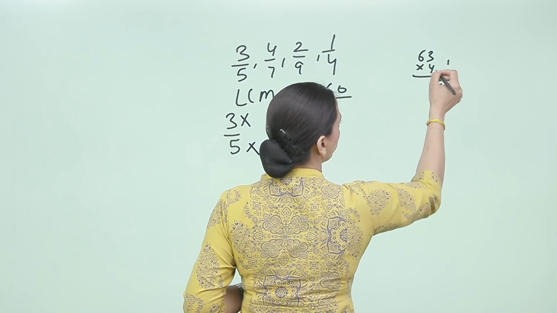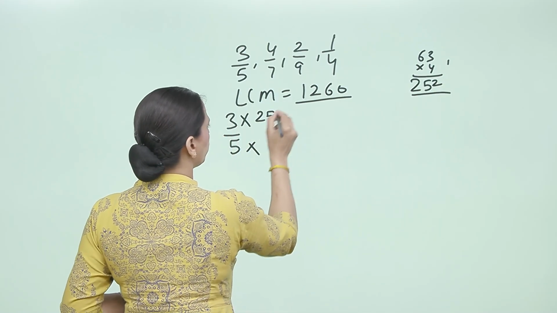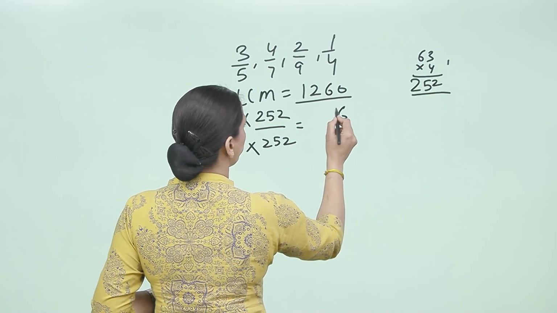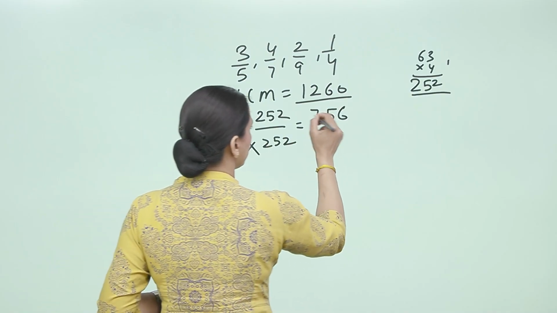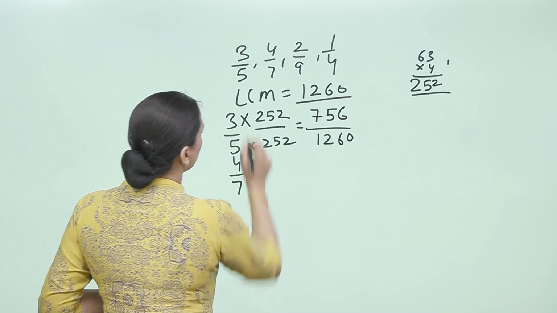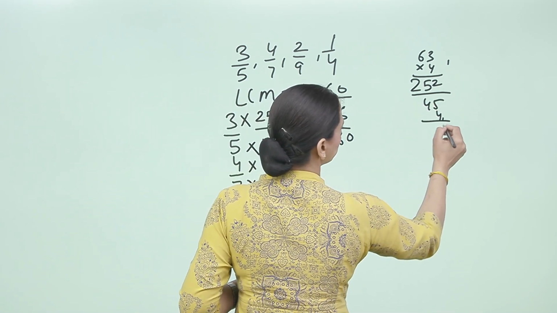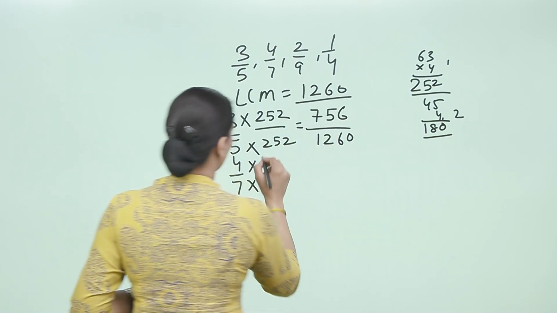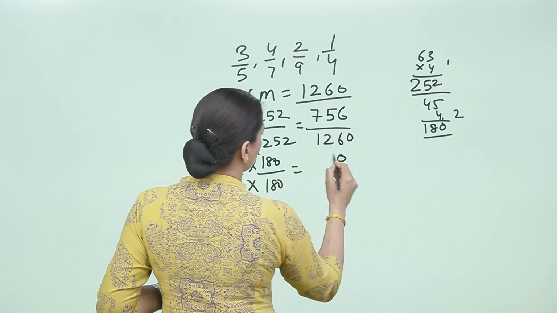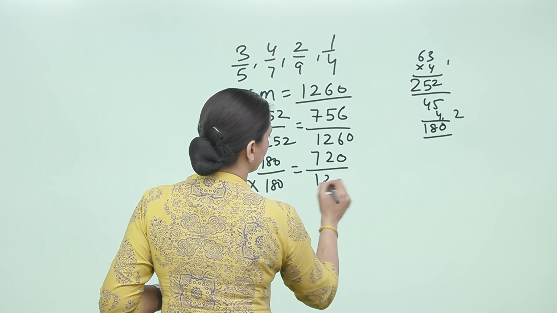So we have to multiply 3 by 5, multiply by 7 9s are 63, multiply by 4. 4 3s are 12, 2 carry 1, 4 6s are 24 plus 1 is 25. 252. 3 2s are 6, 3 5s are 15, 5 carry 1, 3 2s are 6 plus 1 is 7, and 756 by 1260. Now 4 by 7, multiply by 5 9s are 45, 45 4s are 180. Multiply by 180. 720 by 1260.